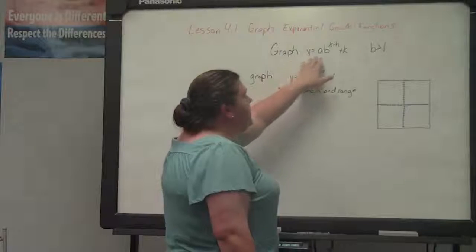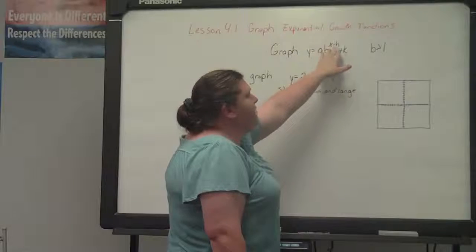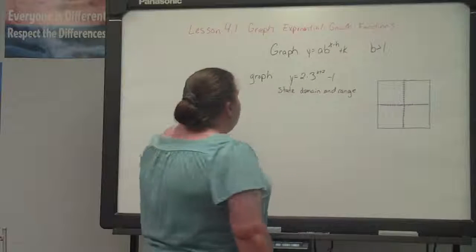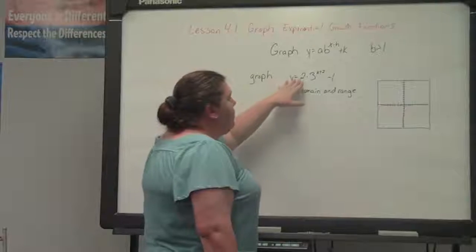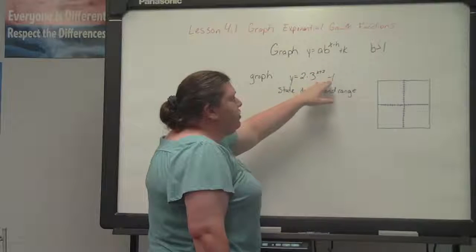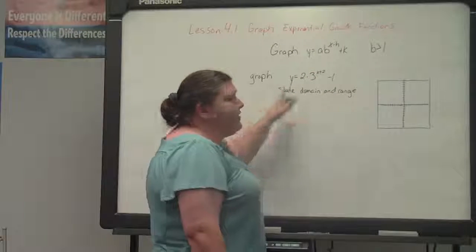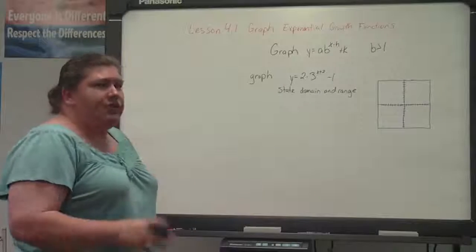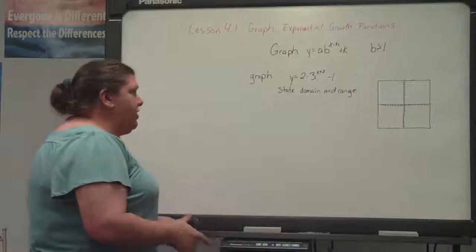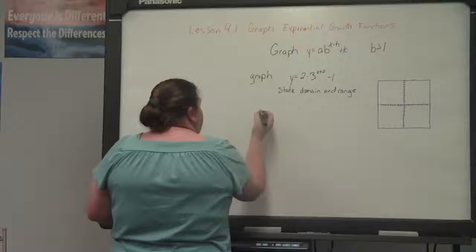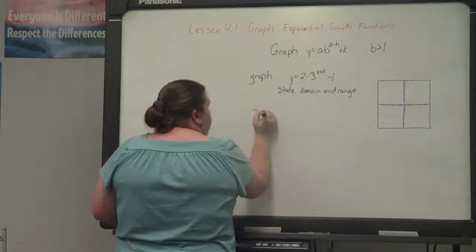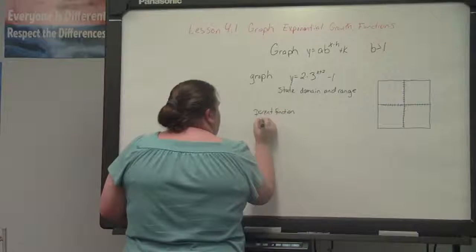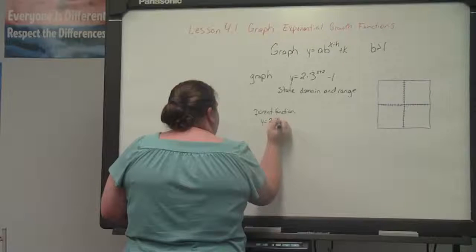The next graph I want to look at is y equals ab to the x minus h power plus k, when b is greater than 1. So again, I chose to graph y equals 2 times 3 to the x plus 2 power minus 1. And then we're going to state the domain and range. On this one, what I want to do is graph my parent function. My parent function is going to be, and I'll write parent function, y equals 2 times 3 to the x power.